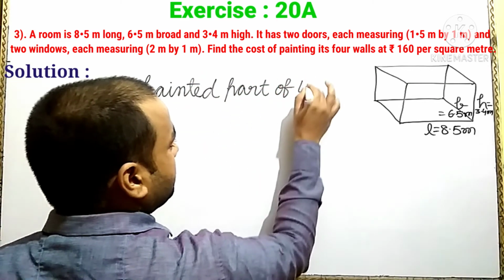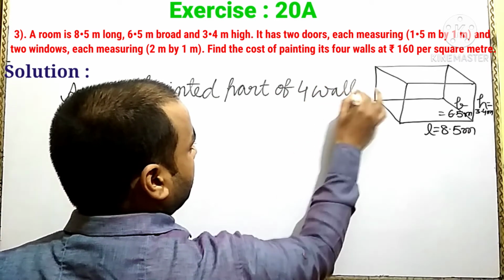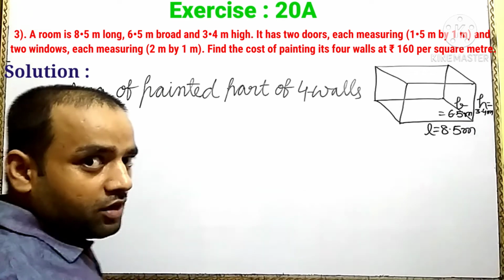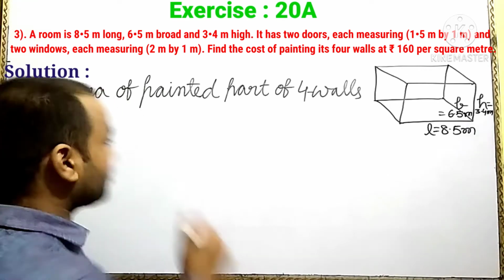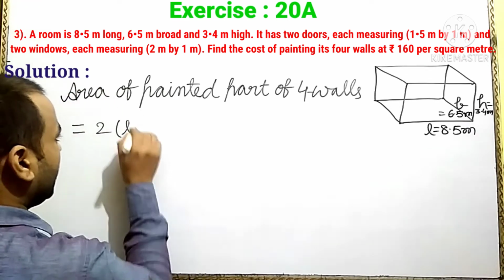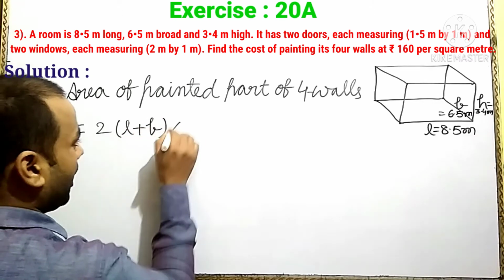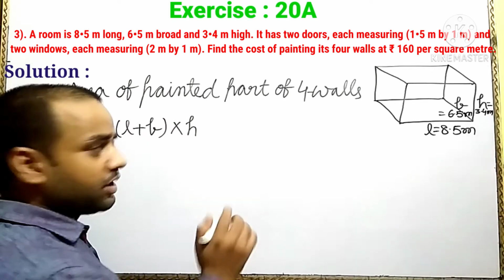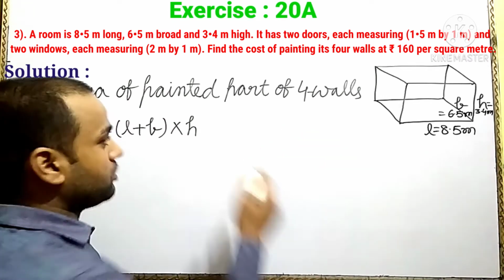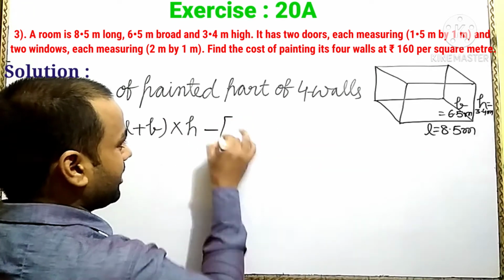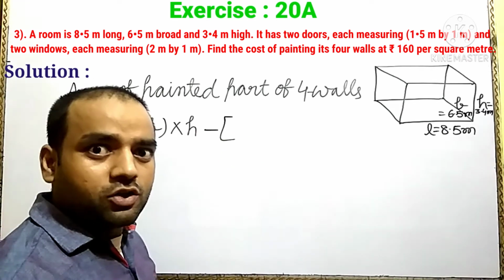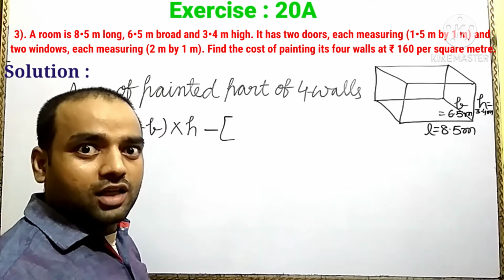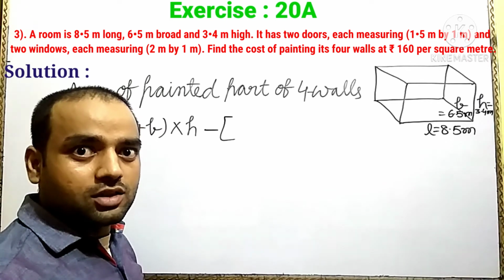Area of 4 walls is equal to, generally the formula is 2 into (length plus breadth) into height. Here, excluding door and windows means we use the minus sign here. The area of a door: generally the shape of a door is a rectangle. The area of door is equal to length into breadth.